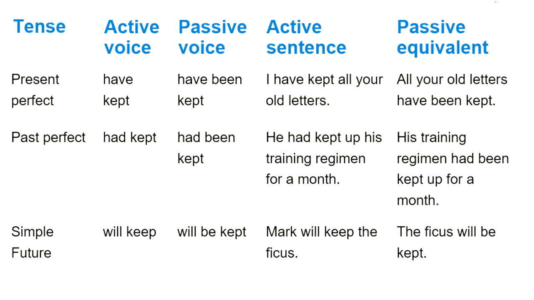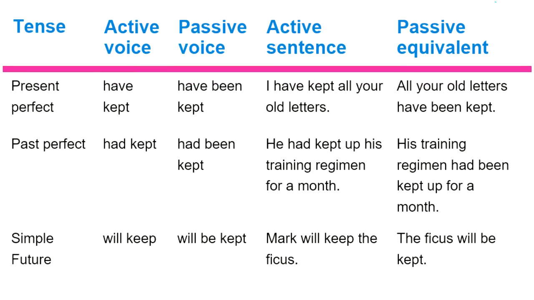Then we'll talk about present perfect. In present perfect, the active voice will be have kept and the passive voice will be have been kept. The example of a sentence, I have kept all your old letters. Then we'll convert it to passive. It will become all your old letters have been kept.